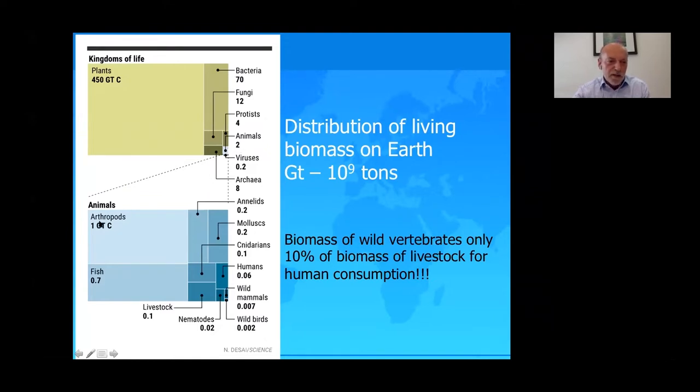If we zoom into the animals, then from these 2 gigatons of animals, we have about 1 gigaton of carbon, all expressed in terms of organic carbon, in the arthropods, and these are basically crabs or insects, for example. Then the next category is the fish with 0.7, so there's quite a lot of fish around. And then the annelids, like the earthworm, and mollusks, for example, the snails. Then cnidarians, the most famous of which are jellyfish or corals. And then here are the humans with 0.06 gigatons of carbon.